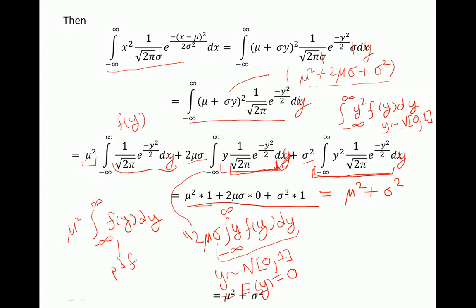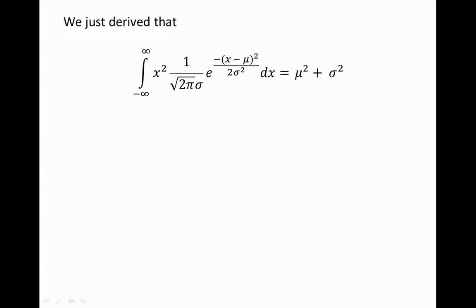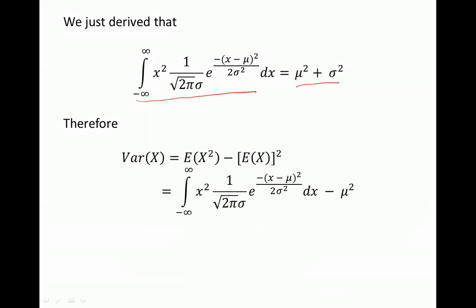So remember that we were just deriving the first term of the variance, and we found that it equals mu squared plus sigma squared. But we had the other term, the minus squared E of x, and that equals minus mu squared. So therefore, we're left with mu squared plus sigma squared minus mu squared, and that's how we get our sigma squared for the general case.